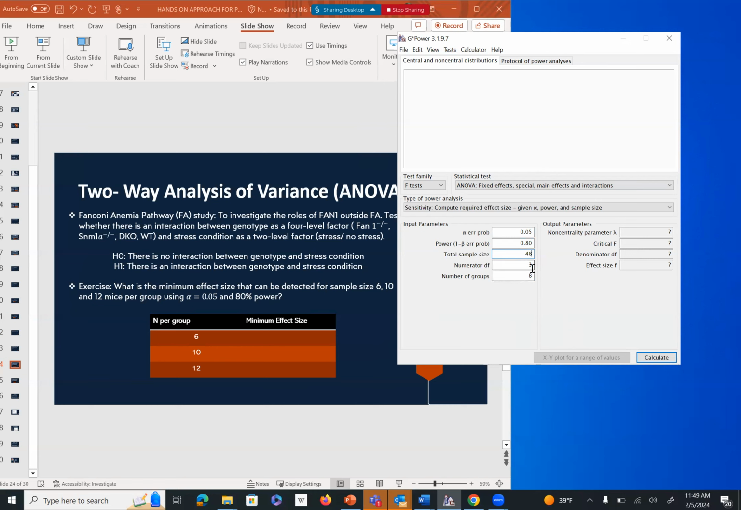We're focused on whether our hypothesis is that there's no interaction, or there is an interaction, the alternative hypothesis. So since we're focused on the interaction, our numerator degree of freedom would be 3, and our number of groups is 8. Our effect size would be 0.50, which shows that there will be a large difference. There's a large effect size in showing the interaction between genotype and stress condition.